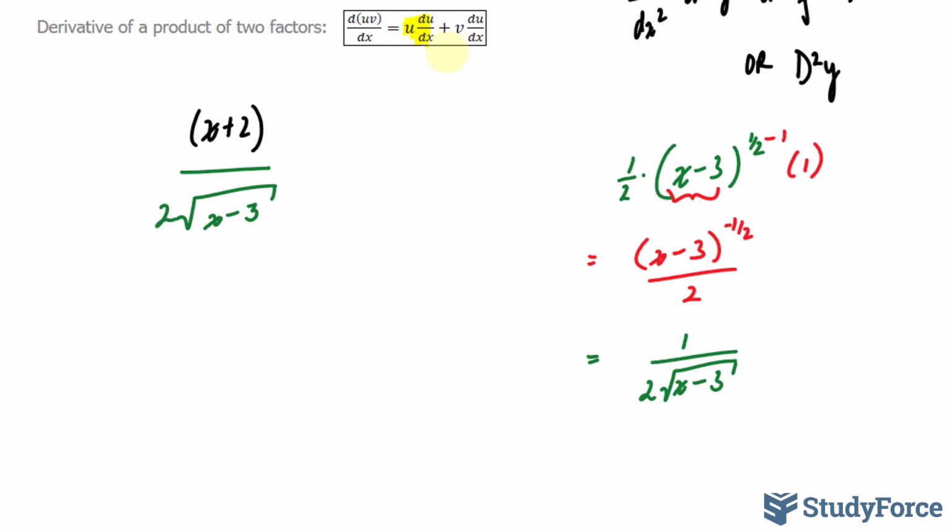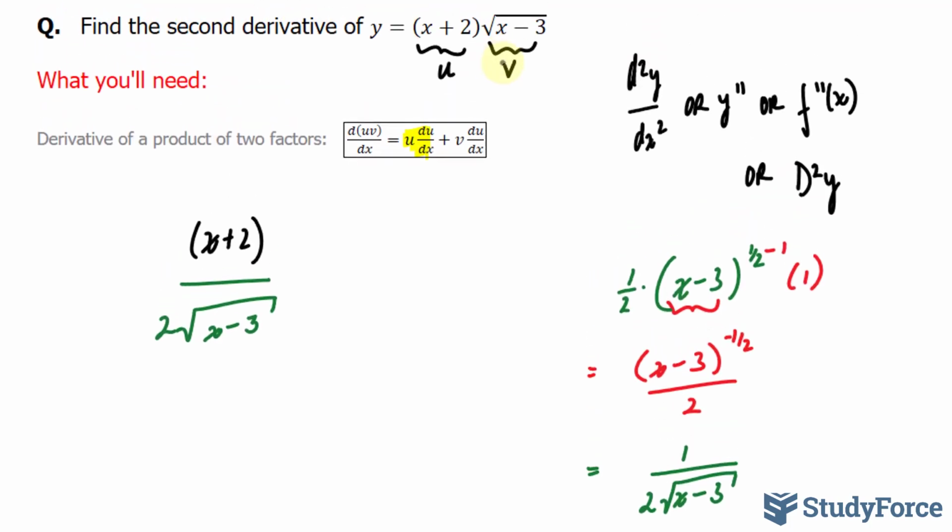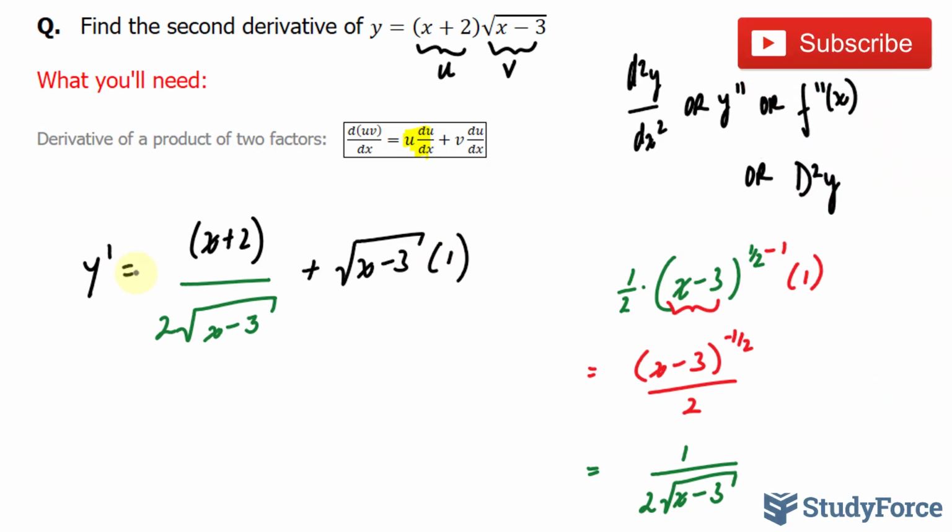The next thing that I'll do is add v times du over dx. Now I know what my v is. It's the square root of x minus 3, so plus the square root of x minus 3 times the derivative of u. That's easy. It's 1. I just found y prime. The next thing that I'll do is find y double prime.